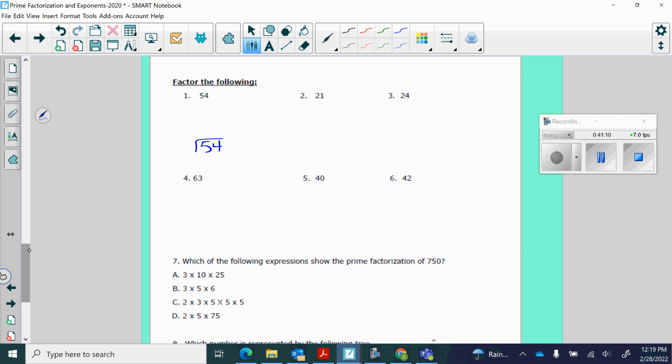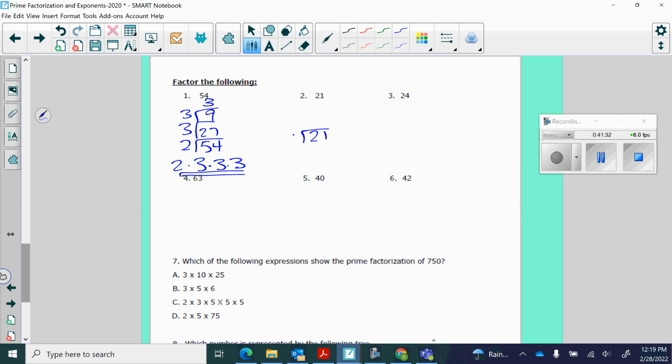Can I divide 54 by 2? Yes. 27. Can I divide 27 by 2? By 3? Yes. That's 9. Can I divide 9 by 3? Yes. 2 times 3 times 3 times 3. You would have gotten the same thing if you did a prime factor tree. That's fine. But either way, that should be your answer.